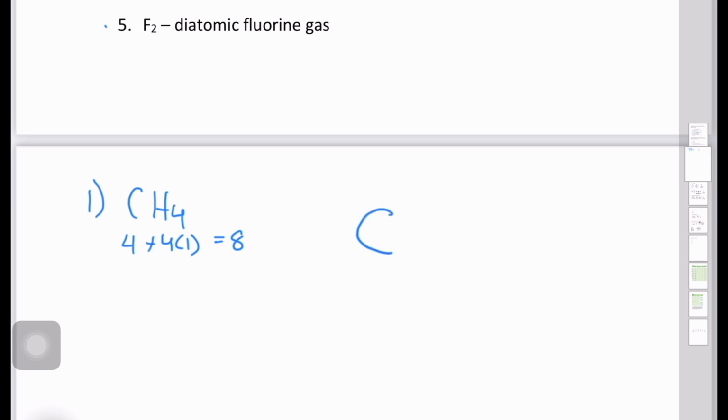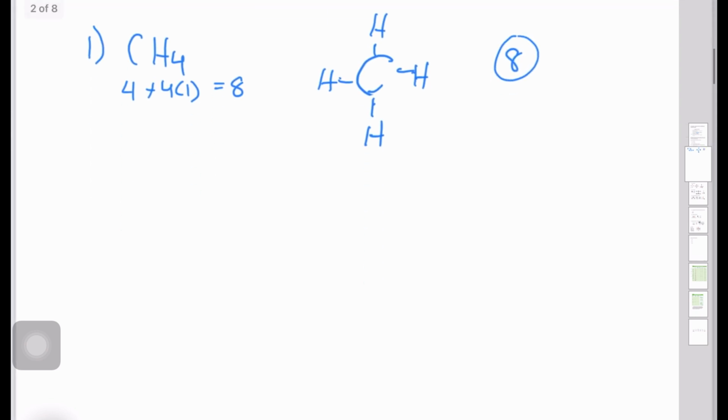So I'm going to draw my carbon, and I'm going to draw 4 hydrogens around the carbon. Draw a single line between them. That's not very good. So I can use my cool erasing Apple Pencil, and I will draw a better CH bond there. So there are 4 CH bonds. 4 times 2 is 8 electrons. We make the octet. Number 2 is going to be NH3.